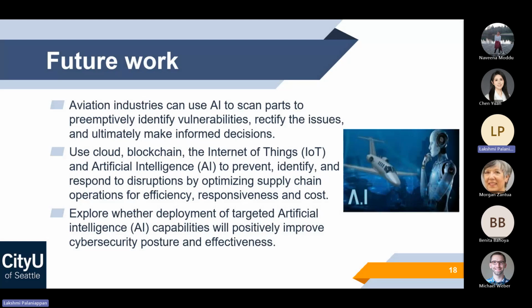The aviation industry's supply chain is vast and interconnected. Using emerging technologies such as cloud, blockchain, Internet of Things, and AI can help prevent, identify, and respond to disruptions. And finally, organizations in the aviation industry should explore whether deployment of targeted AI capabilities will positively improve cybersecurity posture and effectiveness.